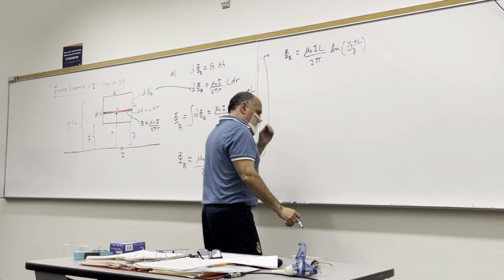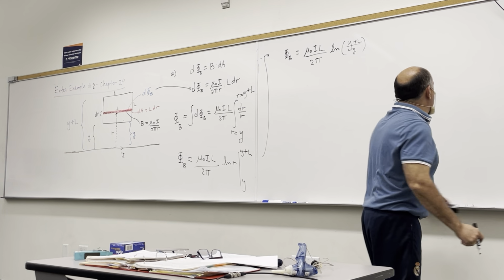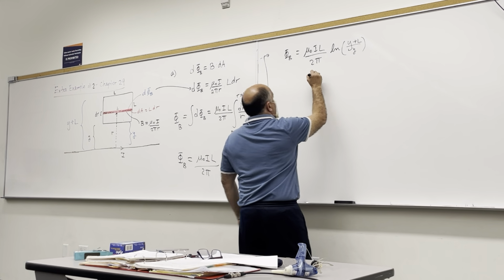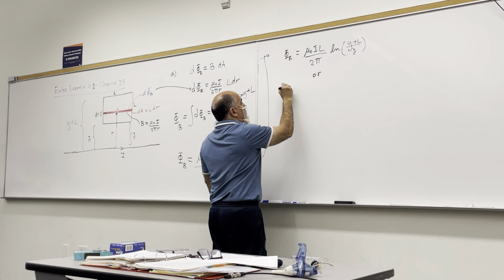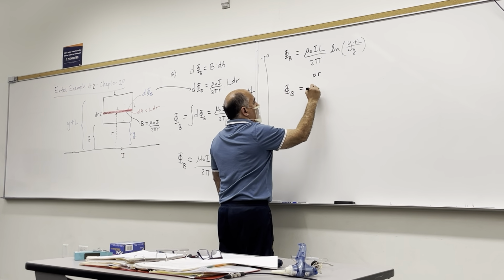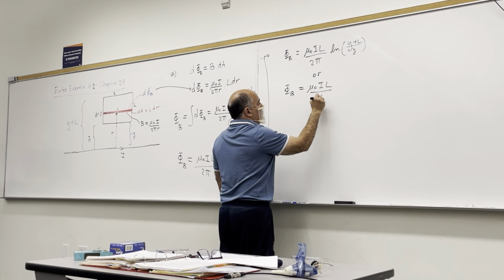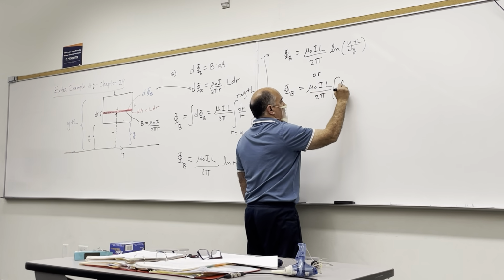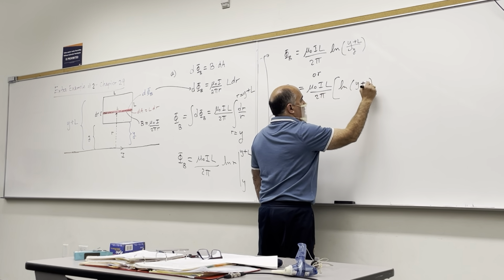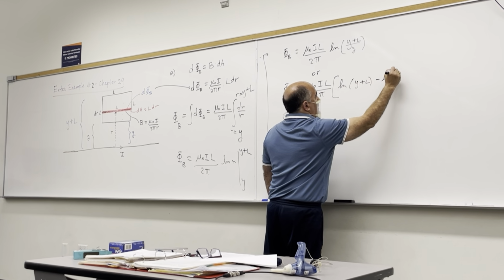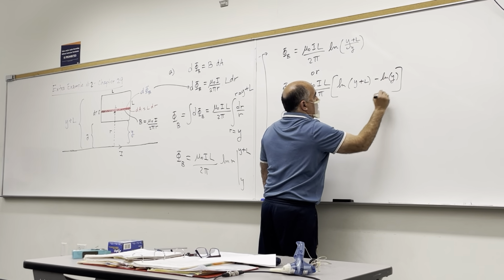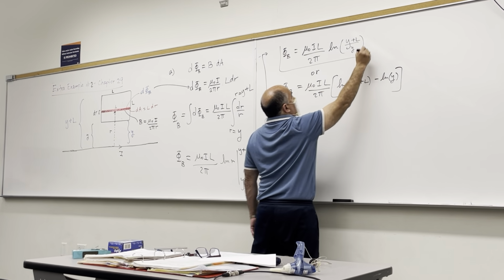Or if you don't, actually it's okay. I mean, we can just leave it like that, or mu naught I L over 2 pi, and then you can say the natural log of Y plus L minus the natural log of Y. So either one of these is a good answer.